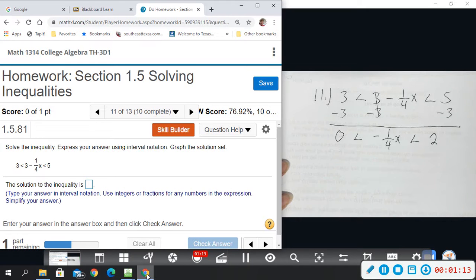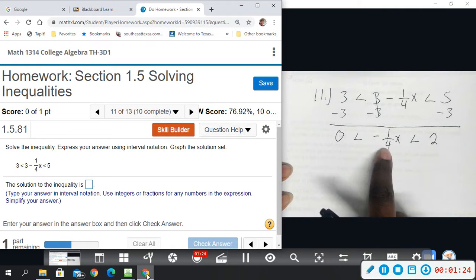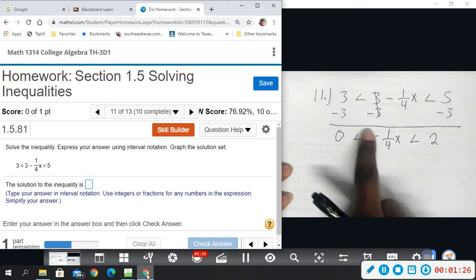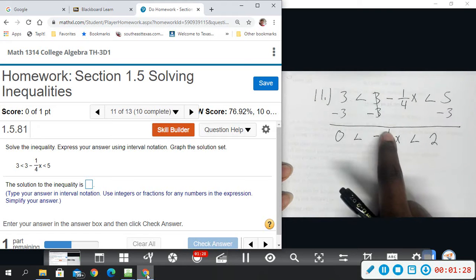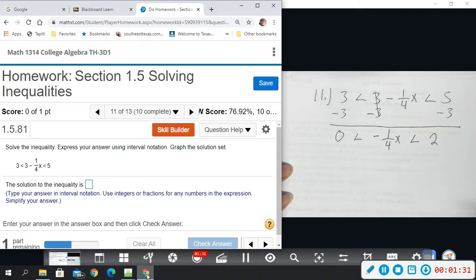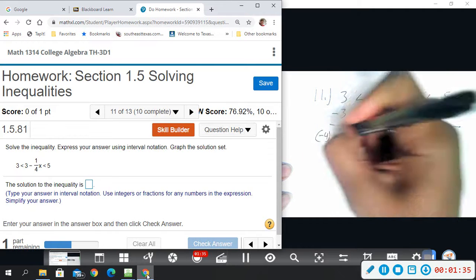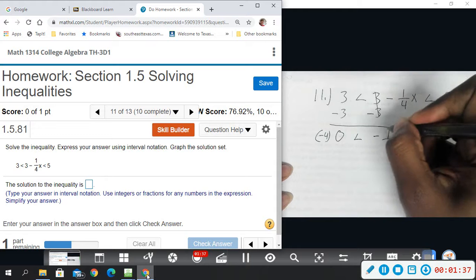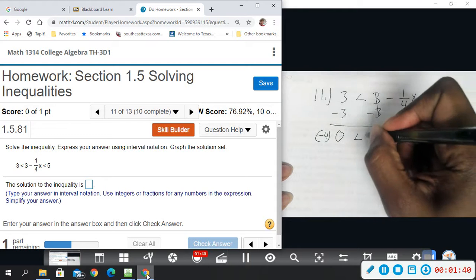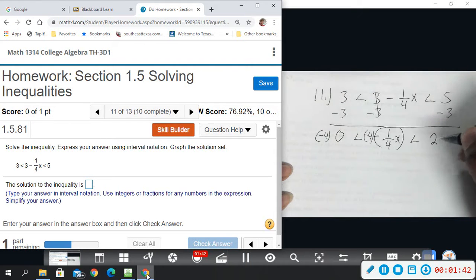Okay, so now we have this division by 4, and we want to get rid of it. To undo division, we multiply. And to get rid of the negative, we're going to multiply by a negative 4. That's going to cause that to go away, and we'll be left with just 1x, which is what we want. So we're going to multiply each expression by negative 4.